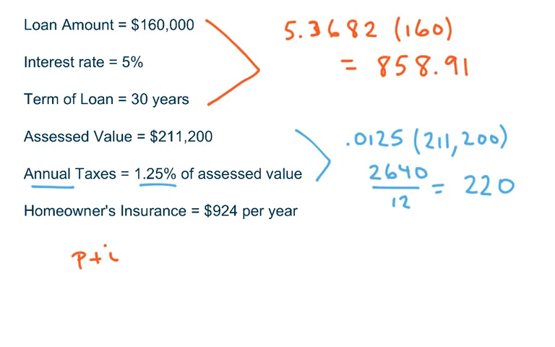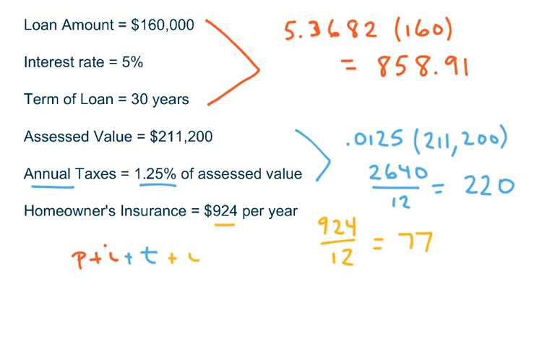Now we've calculated principal plus interest. We have also calculated taxes. The next thing we need to calculate is insurance. And if that's $924 per year, we can take that $924 that we're going to pay over the course of a year, divide that by 12 to find out that each month we're going to pay $77 in insurance.